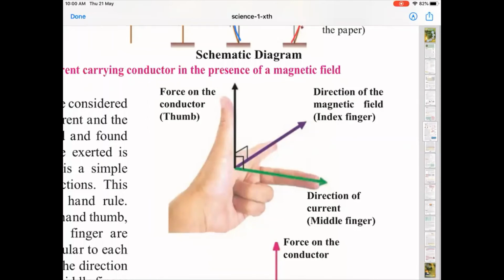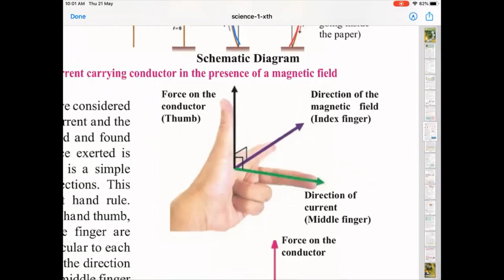Yes. Now, if your index finger is pointing in the direction of the magnetic field, and your middle finger shows the direction of the current, then the thumb will show the force on the conductor. Now here we have to be very careful.